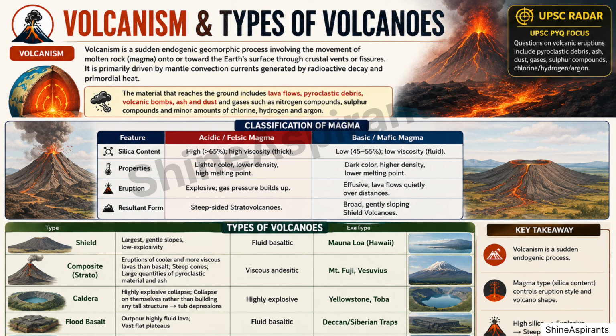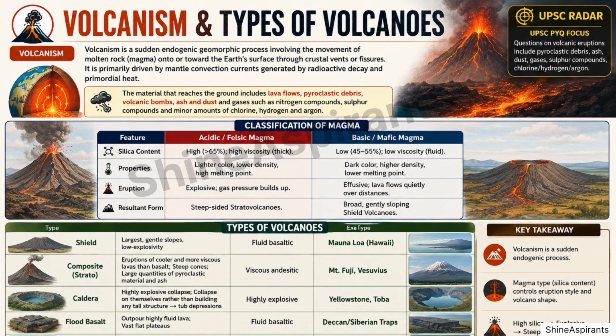In contrast, basic or mafic magma contains a lower silica content, usually between 45 and 55%. It is much more fluid and flows easily. It is darker in color, denser, and allows gases to escape more freely. As a result, eruptions are generally quiet and non-explosive, with lava flowing smoothly over large areas. Such eruptions often create broad volcanoes with gentle slopes known as shield volcanoes.